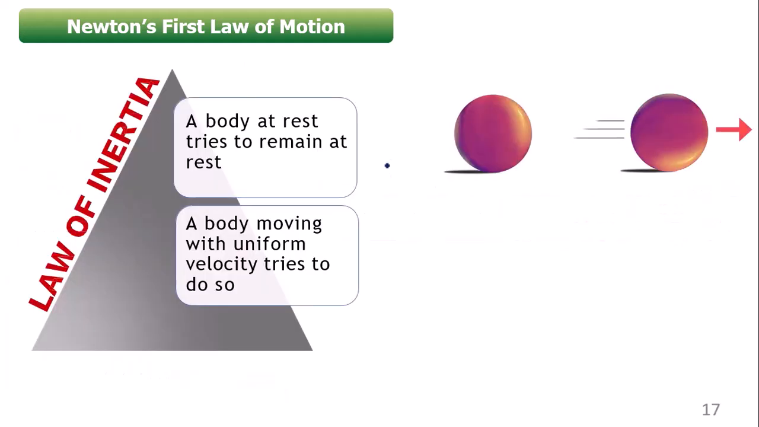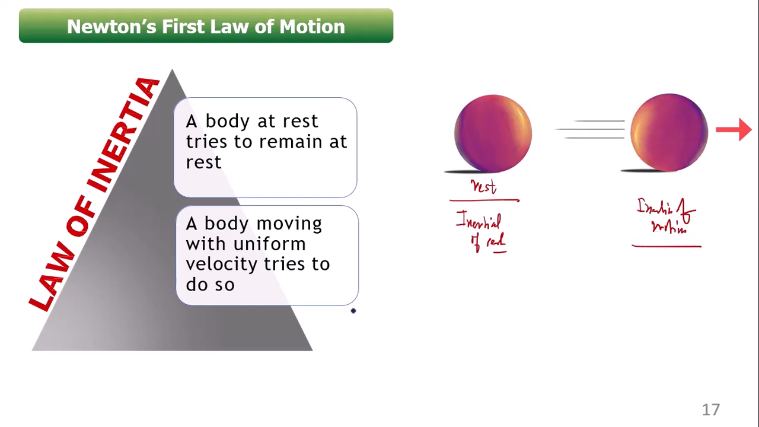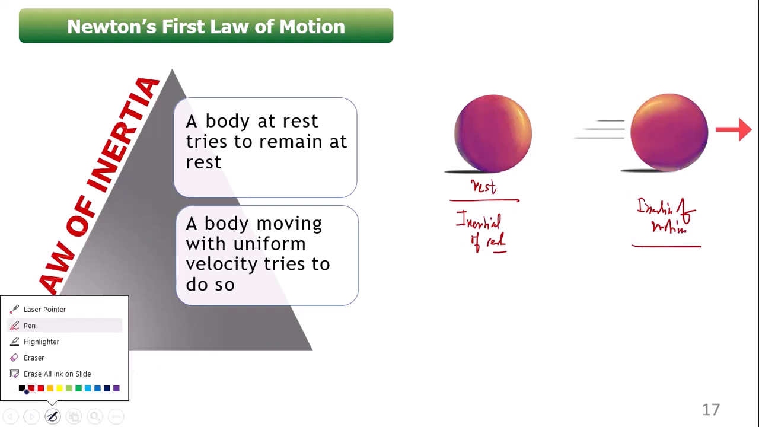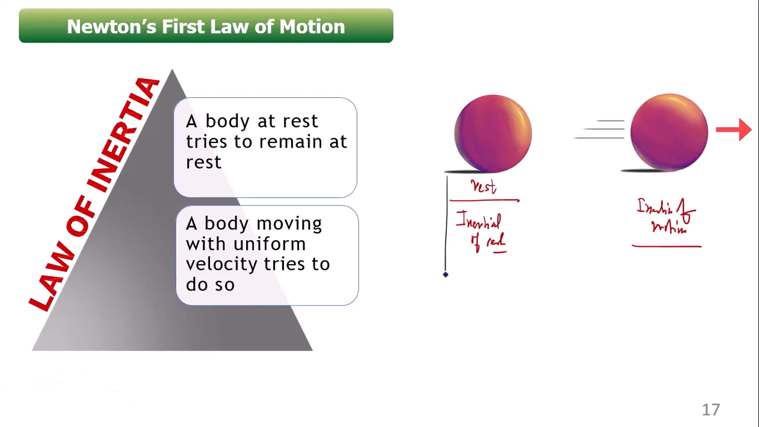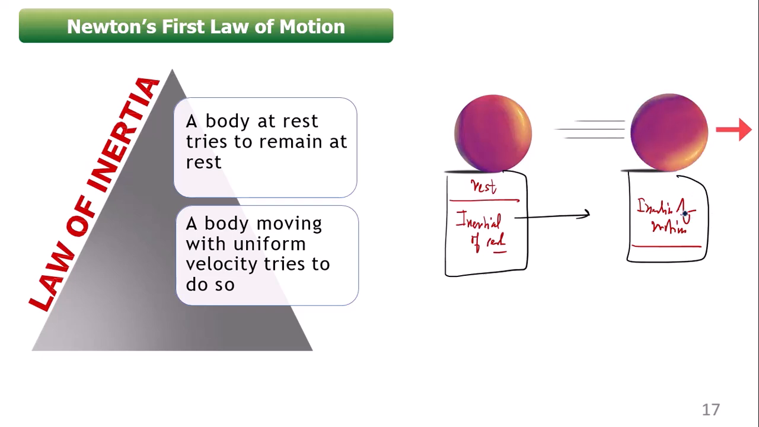Whenever I apply a force, initially the particles are at rest, so they attain a state known as the inertia of rest. A particle which is at rest has inertia of rest. Similarly, if a particle is moving with constant speed, it is under the inertia of motion. With the application of force, I am going to change the state of inertia. If I apply a force, the inertia of rest can be changed to inertia of motion, or the inertia of motion can be changed.